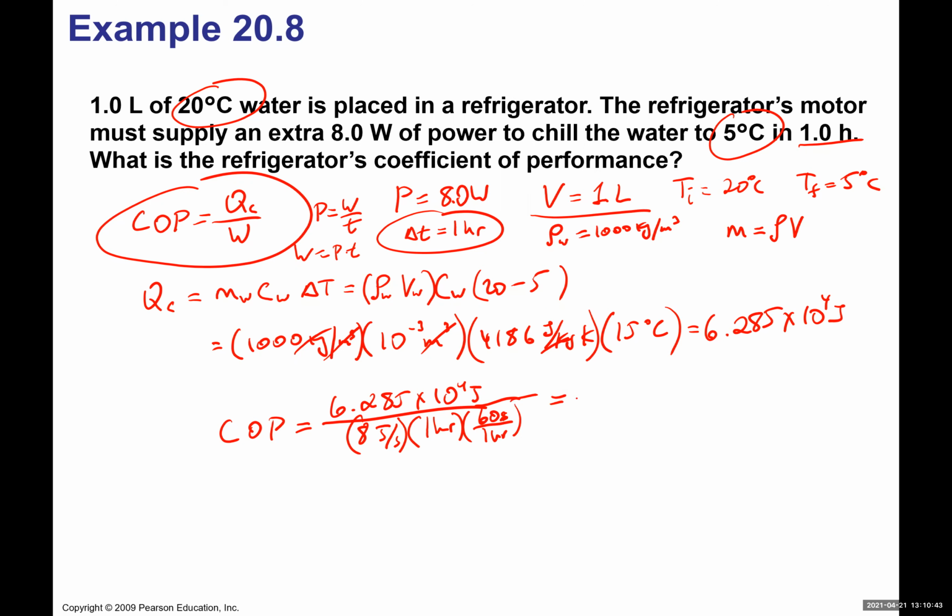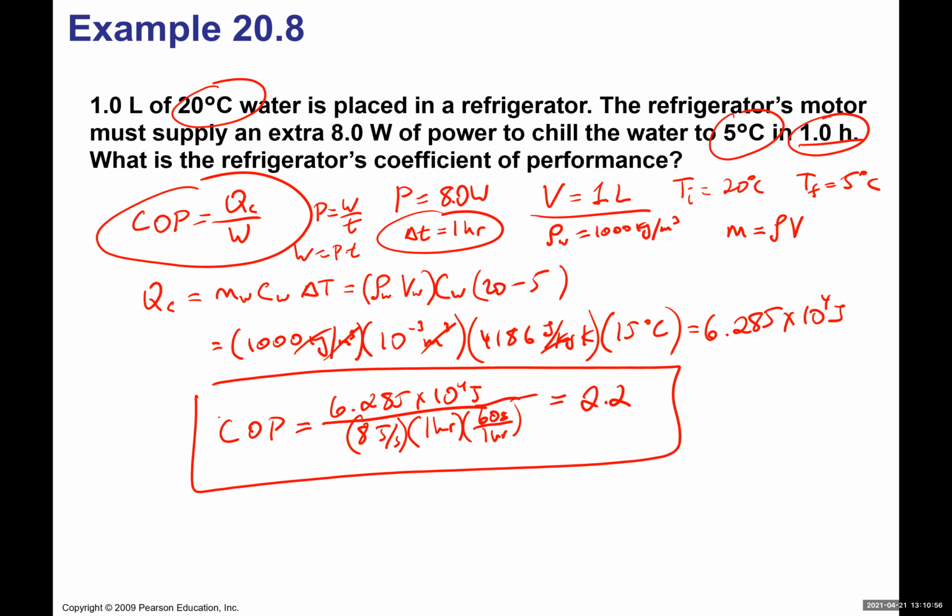Anyways, plugging in everything, I get 2.2. I could have calculated first how much energy I have in 1 hour and then divided by that. But pretty much the coefficient of performance is 2.2. You can also do it like this.